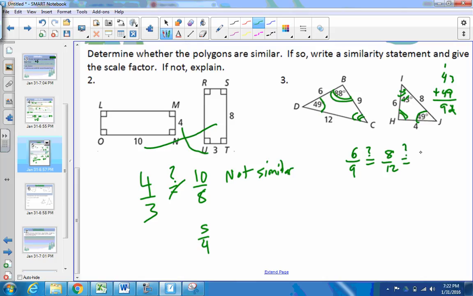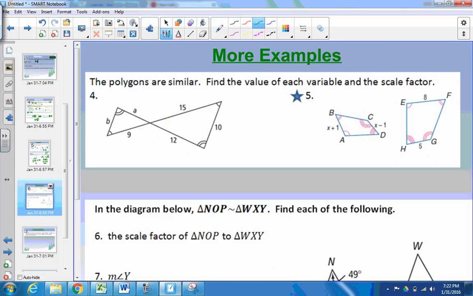And then that would mean that 4... Hold on now. Yep, 8 would go with 12, and 4 would go with 6. Let's just reduce those and see that this would be 2/3, this would be 2/3, and this would be 2/3. So yes, they are similar. They have the same scale factors, and all the angles are congruent. Awesome. All right, so there's some more examples. It says the polygons are similar in these examples. Find the value of each variable and the scale factor.